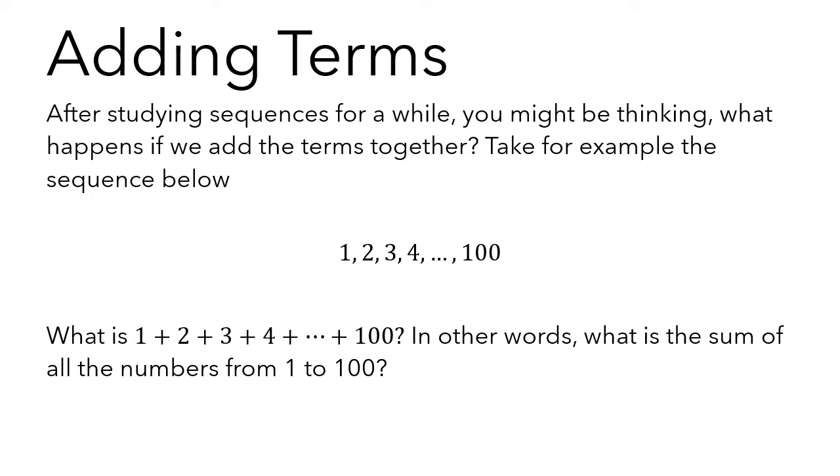So after studying sequences for a while, you might be thinking, what happens if we add the terms together? Take for example the sequence below, 1, 2, 3, 4, and so on, all the way to 100. What is 1 plus 2 plus 3 plus 4 plus so on, all the way to 100? In other words, what is the sum of all the numbers from 1 to 100?